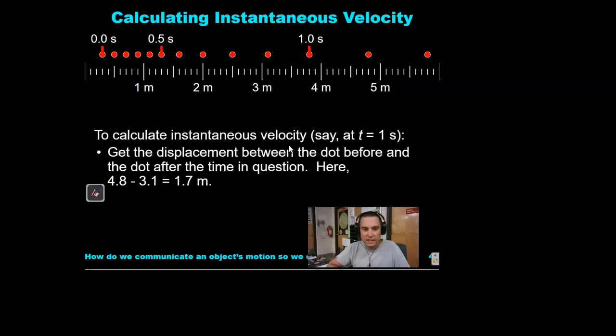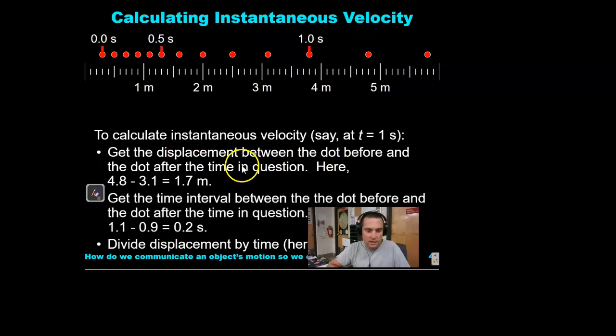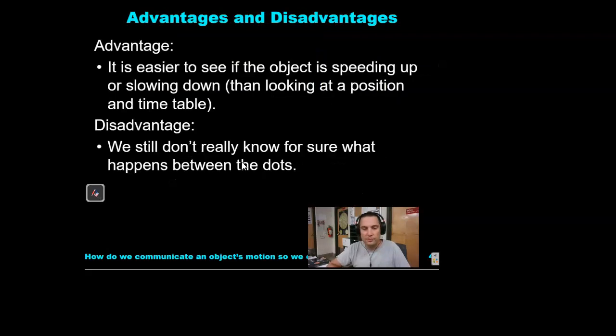Calculate instantaneous velocity, say at exactly 1 second. Here we go. Get the displacement, so it's going to be 3 point... oh, here we go. I didn't see it went past 4. So it's going to be 4.8 minus this 3.1. So we're taking the 2 dots between. Get the time interval between the dot before and after. Here it is 1.1 minus 0.9, which is 0.2 seconds. Divide the displacement by time and you get 8.5.